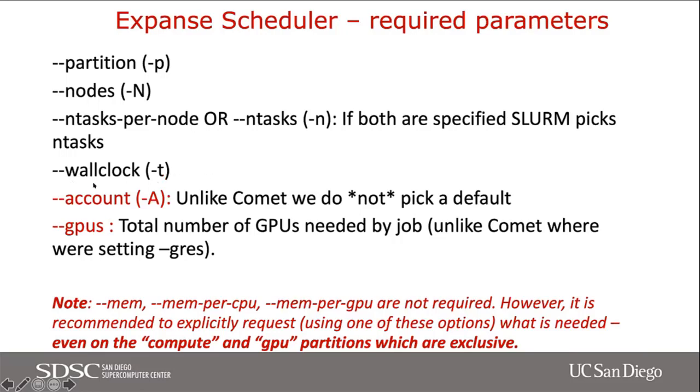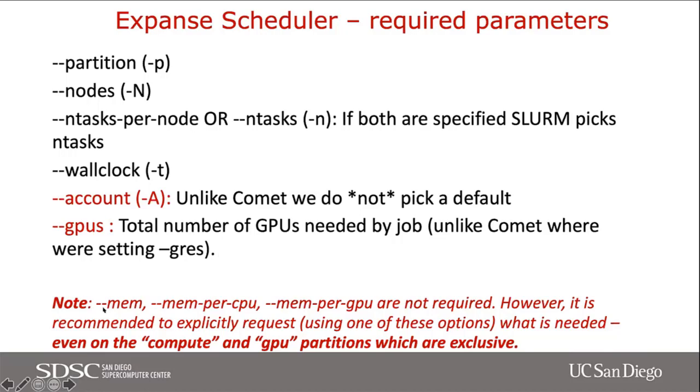And the wall clock time should be specified explicitly. And then two other things. One is the account. Unlike Comet, we are not going to pick a default. So you will have to explicitly set this account on Expanse. And then on the GPU side, if you remember on Comet, we were setting --gres. So on Expanse, it's --gpu, which is the total number of GPUs needed by the job.